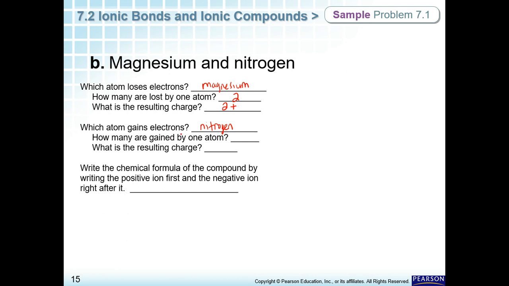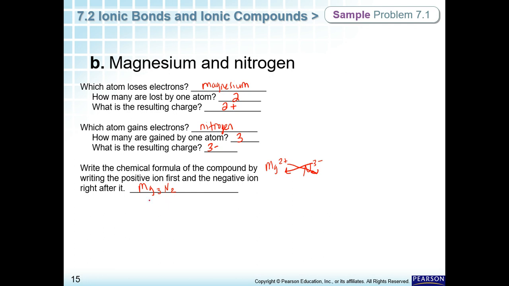How many does it gain? Well, it's in group 5, so it's easier to gain 3 to get to 8, and its charge is going to be a 3 negative. From there, we have to derive the chemical formula. So you have Mg2 plus, and you got N3 negative. We have to cross our charges. So Mg gets written with a 3, and that 3 is a little 3. N gets written with a 2. So N gets a little 2 down here, and therefore, then you can check to see if you need to reduce, and you don't, so you were done.